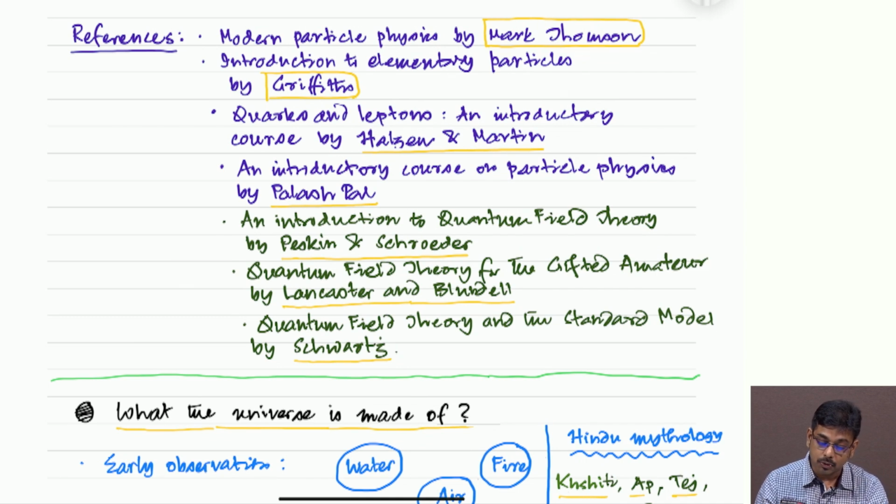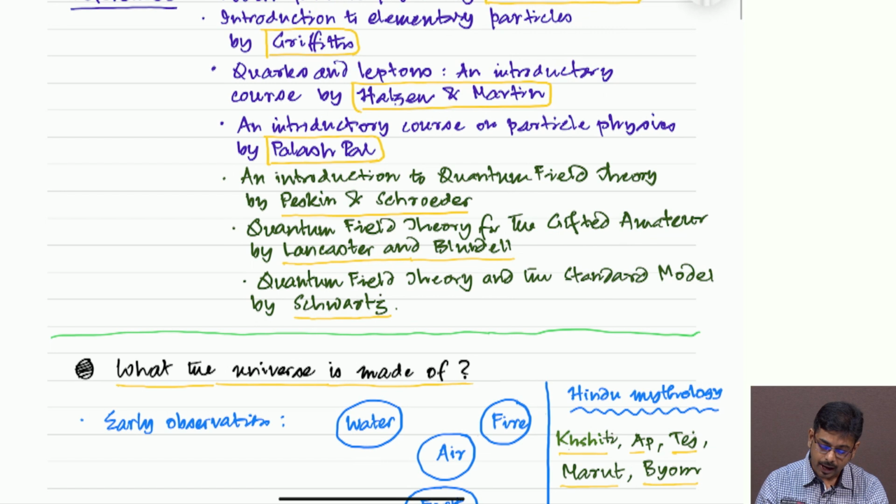The next book is called Quarks and Leptons: An Introductory Course, and this is a classic book on particle physics by Halzen and Martin. We learned particle physics mainly from this book. The next book is a recent one once more, also very beautifully written: an introductory course on particle physics by Professor Palash Pal. I am going to focus on at least one chapter from this book.